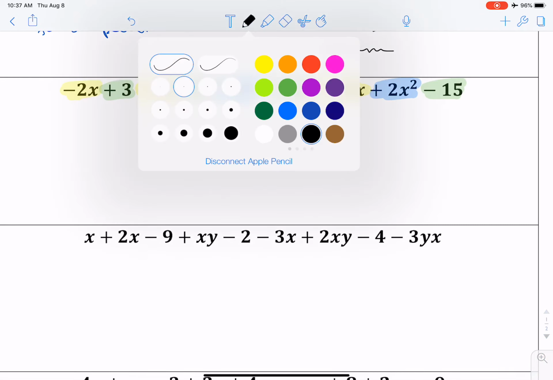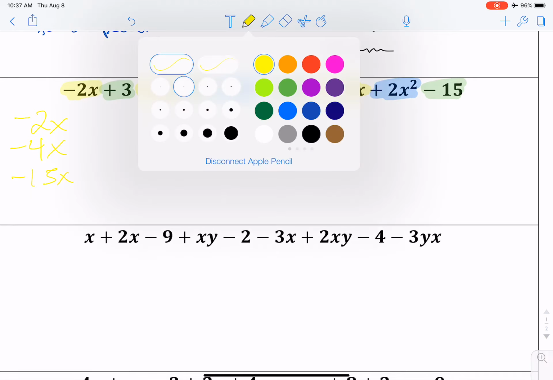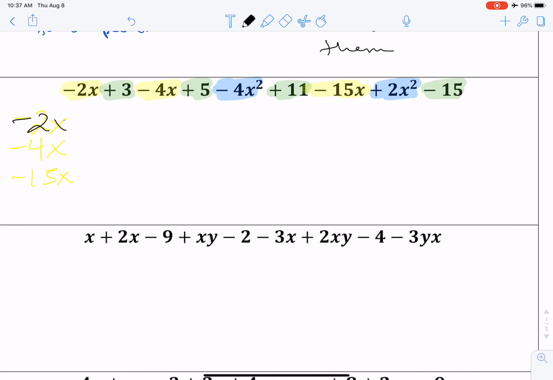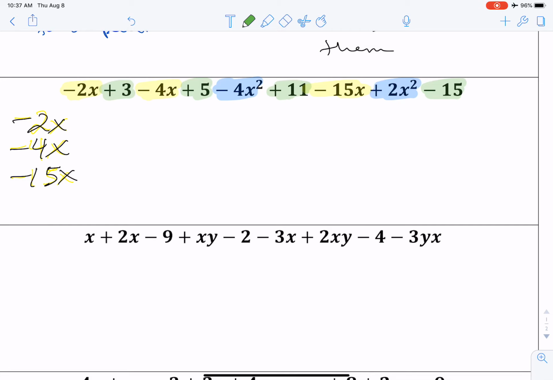So now we're going to add or subtract them all together. So I have negative 2x, a negative 4x, and a negative 15x. I'm going to go ahead and change that color so you can see that better. Okay, now for the terms 3, positive 5, positive 11, and negative 15. And then negative 4x squared and a positive 2x squared.